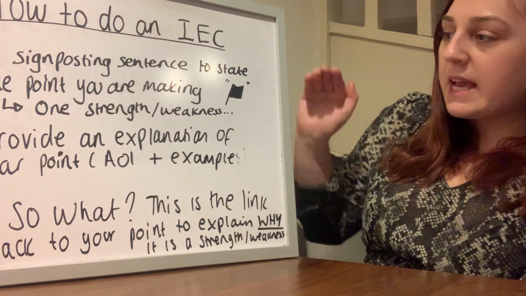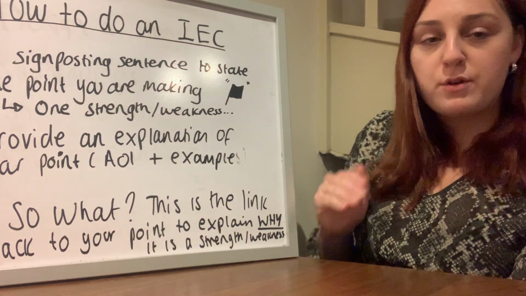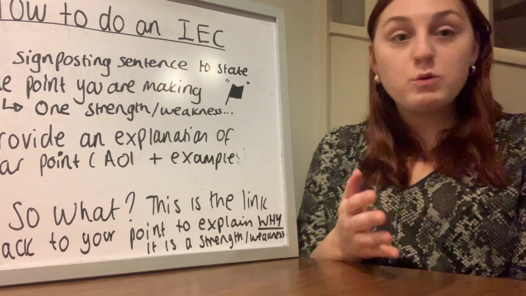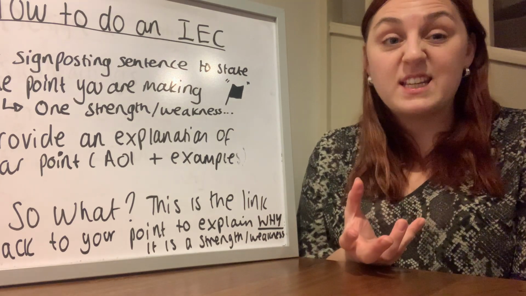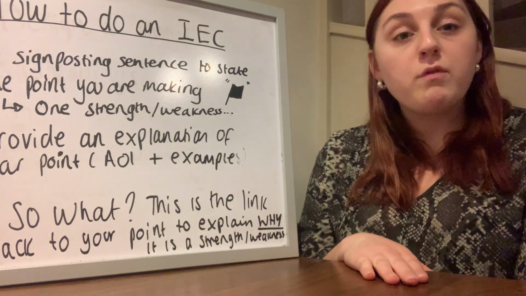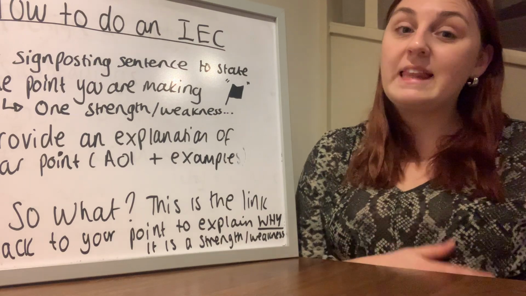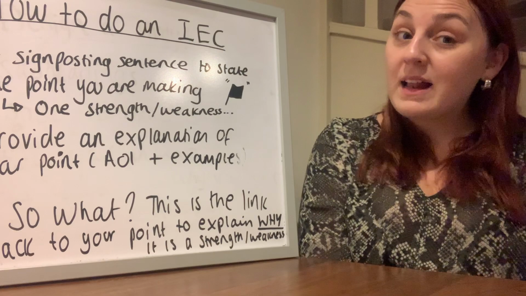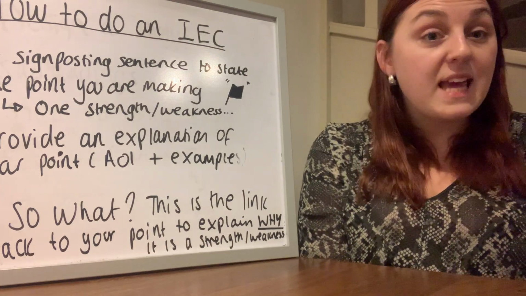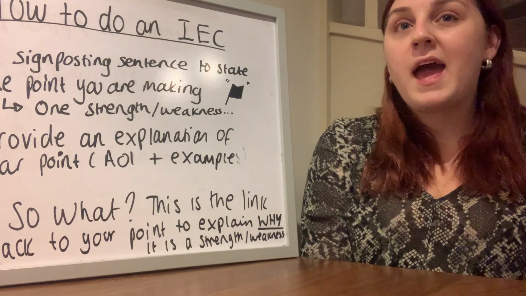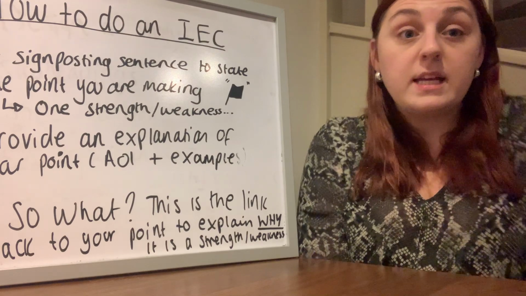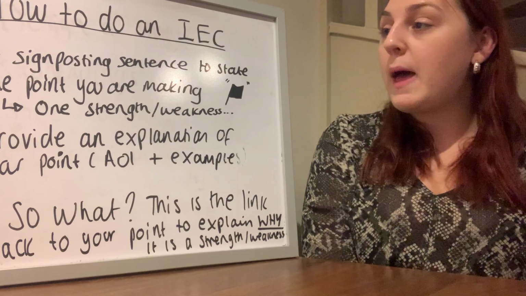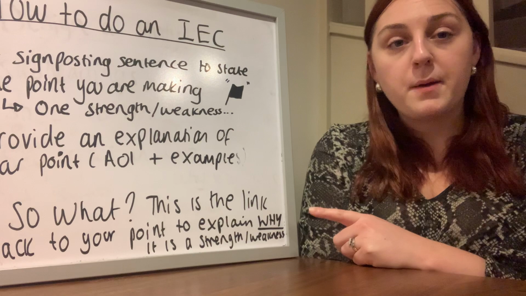So IEC is the structure of how to do AO3. Now, in terms of, well, how do I know when to use the IEC structure? It's being more familiar with the command words that are linked to that type of question. So command words such as evaluate, limitation, advantage. They're all indicators that it's a strength or weakness question and the IEC structure would be appropriate.